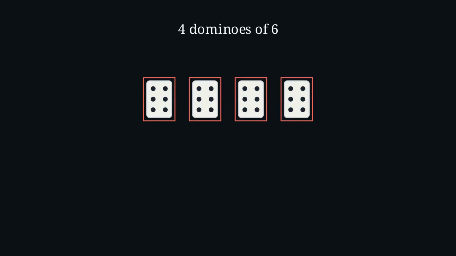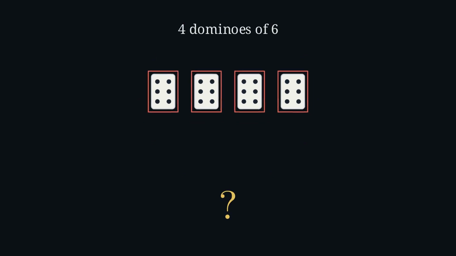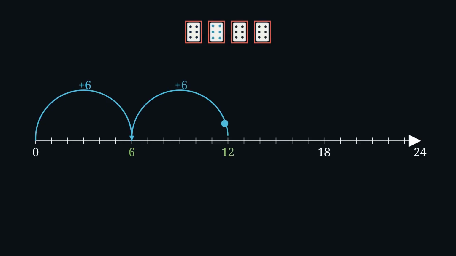Each domino shows 6 dots and there are 4 dominoes. How many dots are there altogether? Let's skip count by 6s. 6, 12, 18, 24. 4 sixes is 4 times 6, 6 plus 6 plus 6 plus 6, which makes 24.